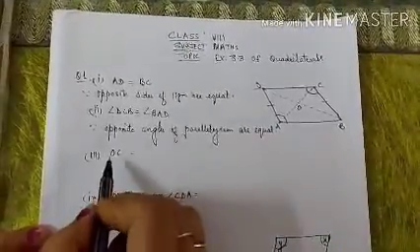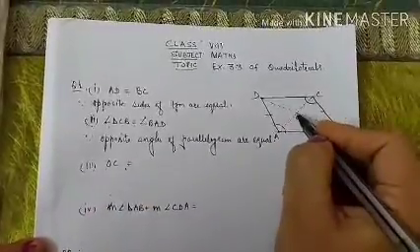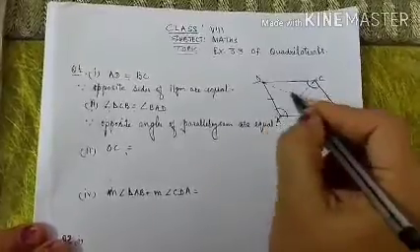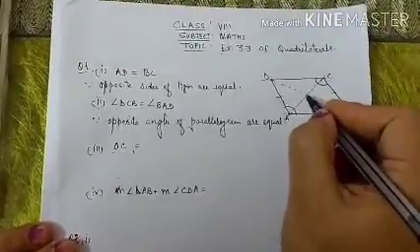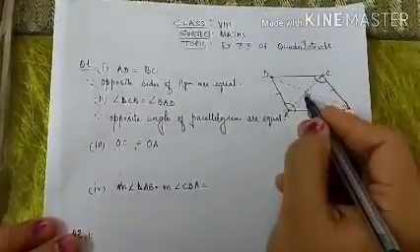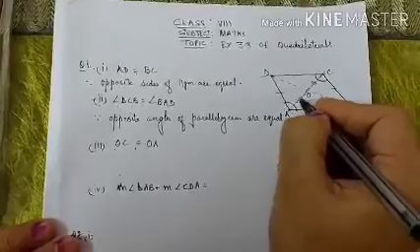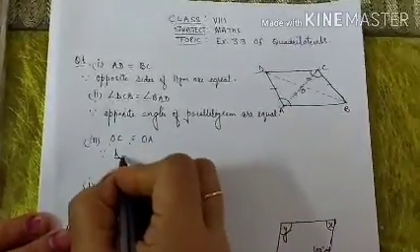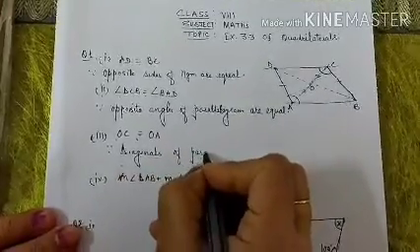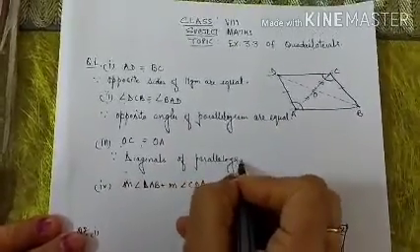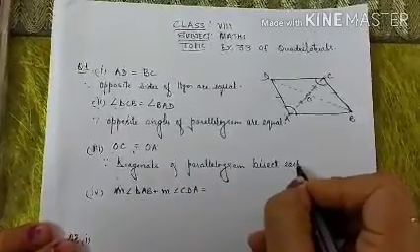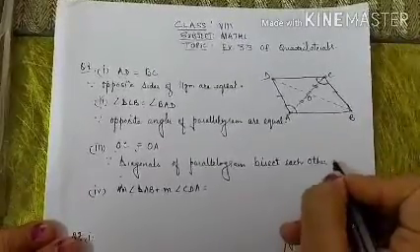Now OC equals. OC is a part of a diagonal and here we have two diagonals, AC and BD. So OC will be equal to OA because the diagonals of a parallelogram bisect each other.